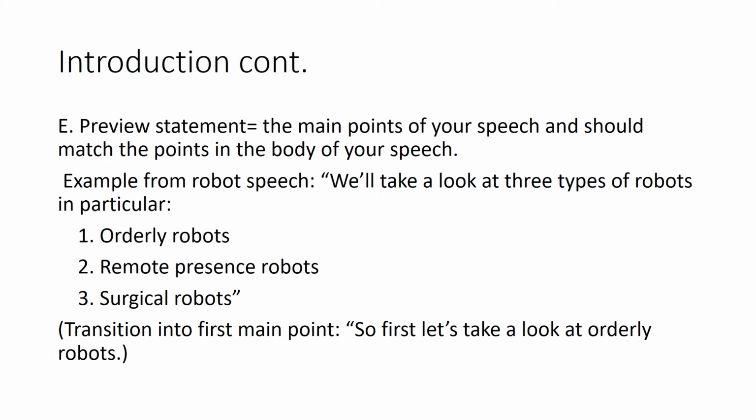So, example from the medical robot speech, he says, we'll take a look at 3 types of robots in particular: orderly robots, remote presence robots, and surgical robots. So now the audience knows that in the body, we're going to hear about those 3 types of robots. And then he uses a transition into his first main point. So first, let's take a look at orderly robots.